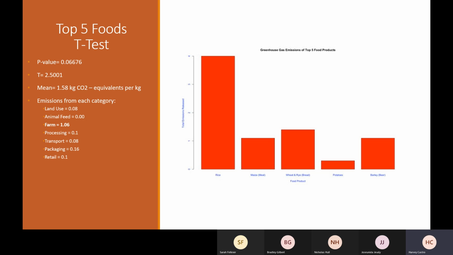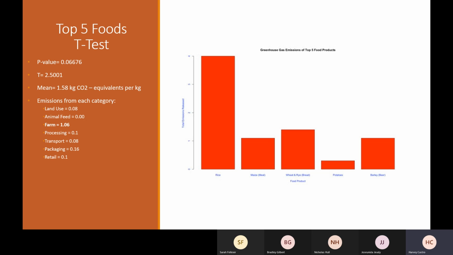So here we have a comparison of the top 5 foods of all food products. And we can see that the mean from them is 1.58 kilograms of CO2. And right underneath that, we see the individual emissions from each category. And we can see that farming produces the most emissions out of all the different categories.